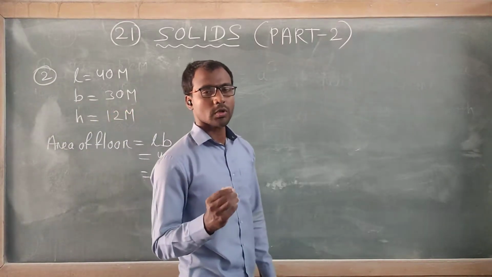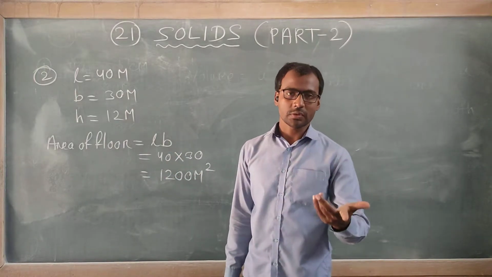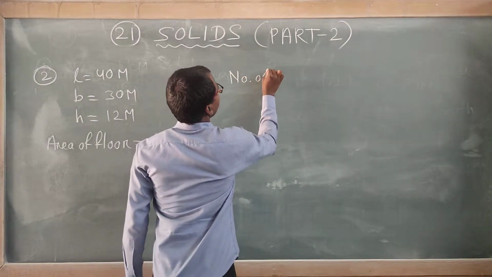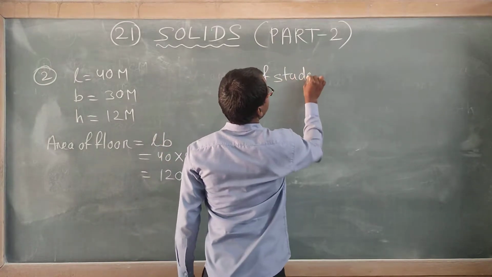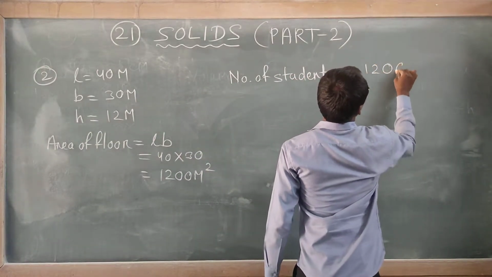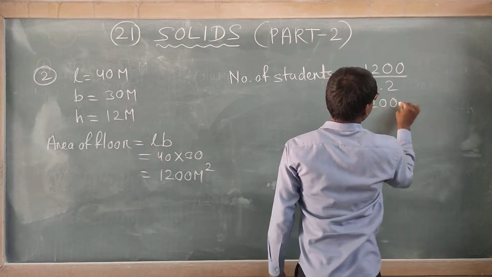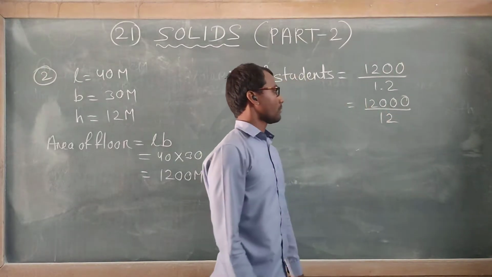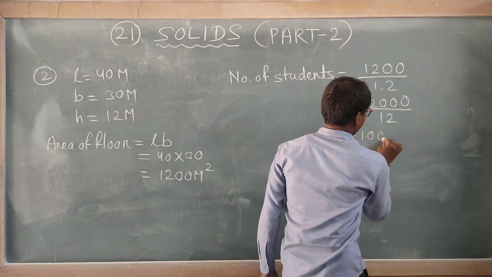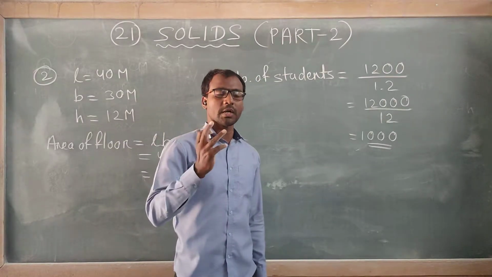If 1.2 square meter is occupied by one student, then 1200 square meter will be occupied by how many students? Using the unitary method, the number of students that can be accommodated inside this auditorium is equal to 1200 by 1.2. 1.2 means 12 by 10, so 10 will go up and it becomes 12,000 by 12, so that is 1,000. So in all, 1,000 students can be accommodated in this auditorium.